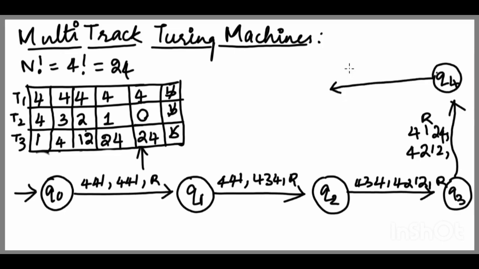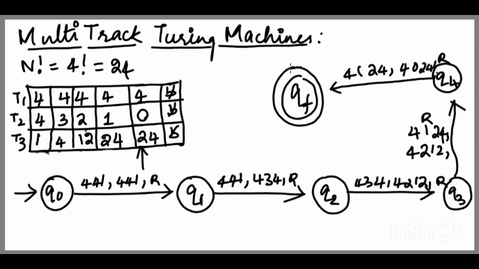In Q4, we have 4, 1 and 24. We update it into 4, 0 and 24 and move in the right direction. As we have experienced a 0 over here, we shall move to the final state and accept the final result. So this is the final state diagram for the following problem.